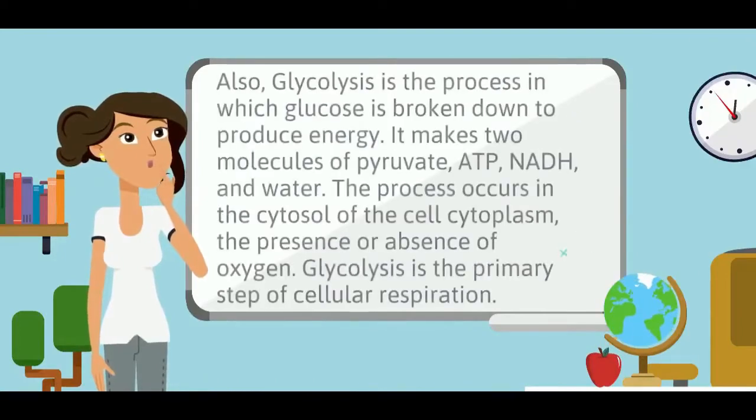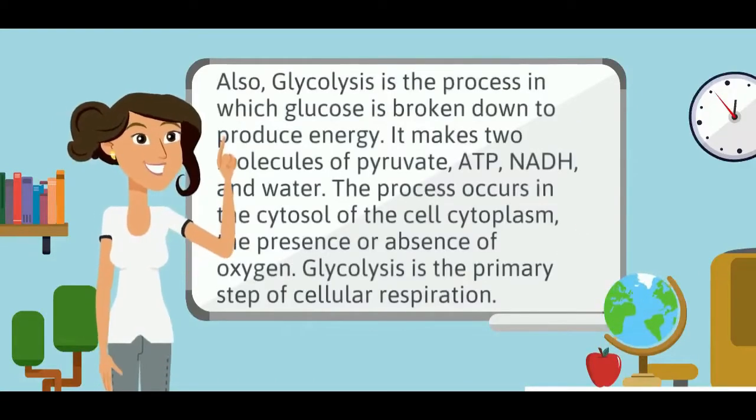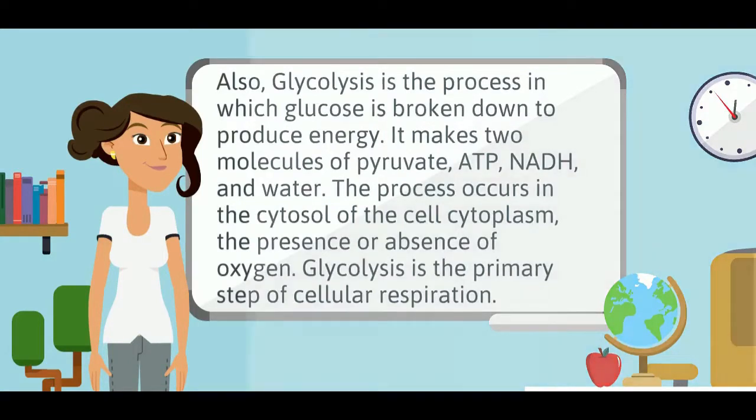Also, glycolysis is the process in which glucose is broken down to produce energy. It makes two molecules of pyruvate, ATP, NADH, and water. The process occurs in the cytosol of the cell cytoplasm, in the presence or absence of oxygen. Glycolysis is the primary step of cellular respiration.